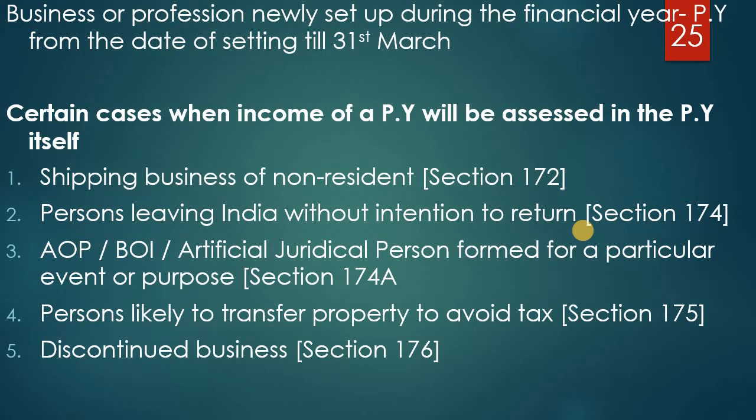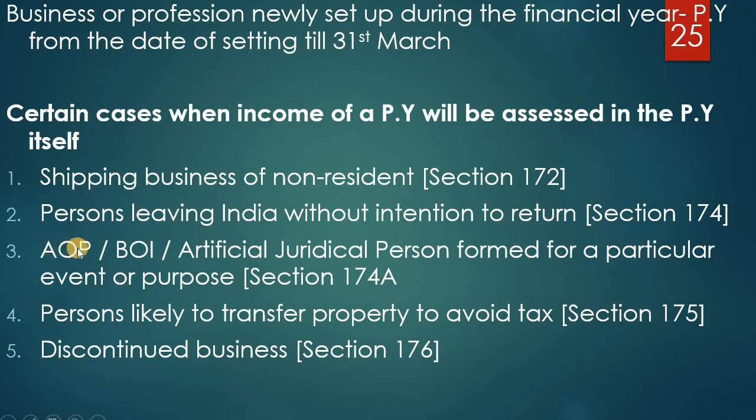For example, there are certain businessmen, I don't want to name them, who were stopped from moving from India to another country. Recently there was news that BR Shetty was stopped at the airport from moving to another country. Vijay Mallya also was stopped, but somehow he has gone to London. That's a different issue. So for persons leaving India without intention to return, because they won't return, the previous year will be the same as the assessment year. So they have to pay the tax in the previous year itself.